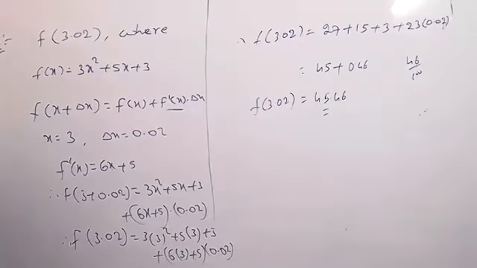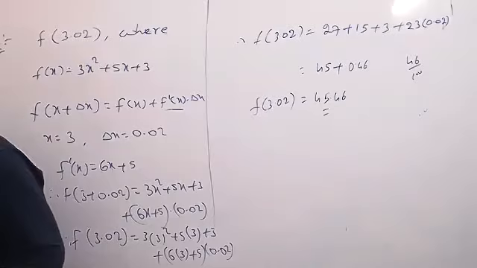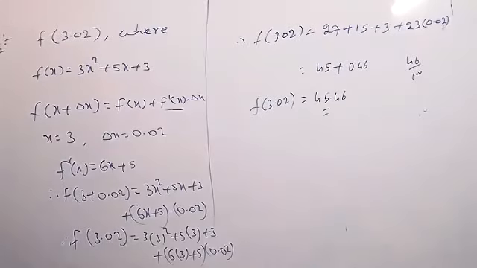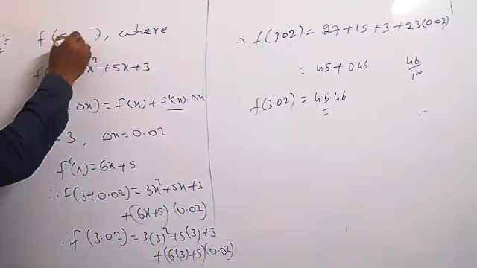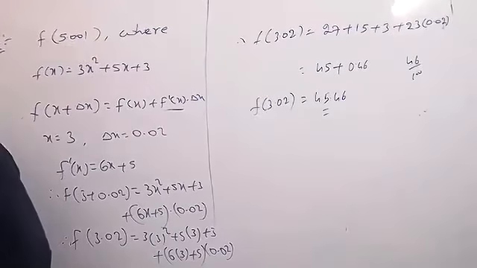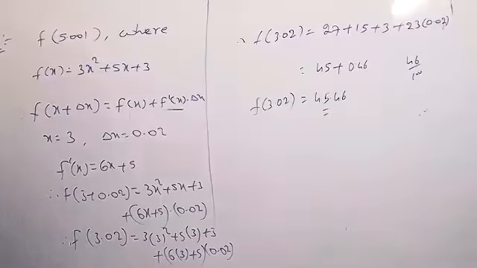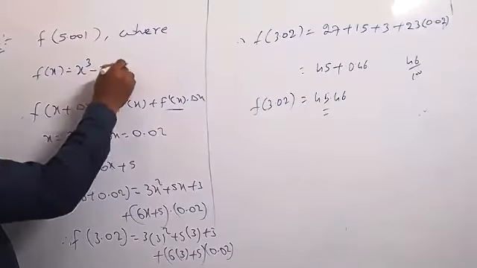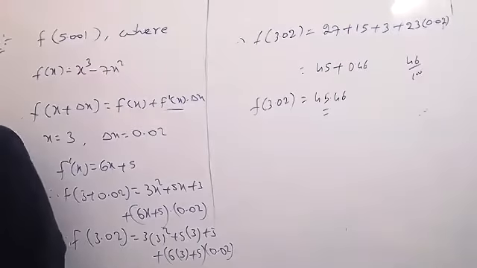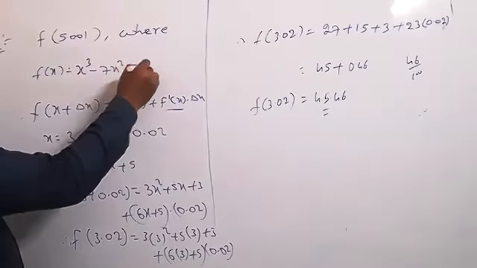In the same way, next one, you can try yourself. f of 5.001, where f of x equal to x cube minus 7x square plus 15. All of you try this question.